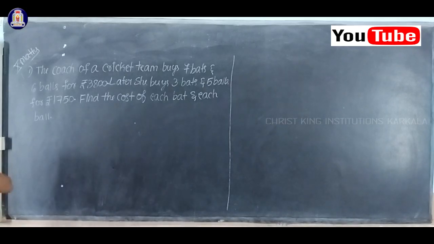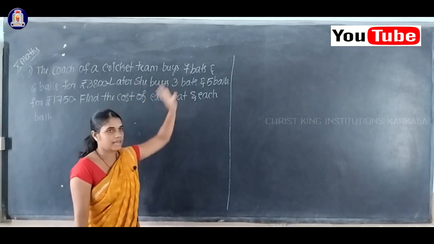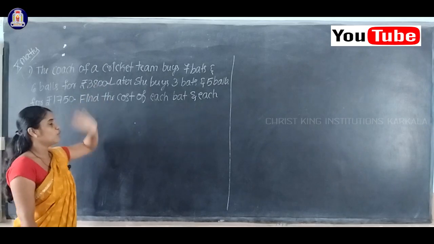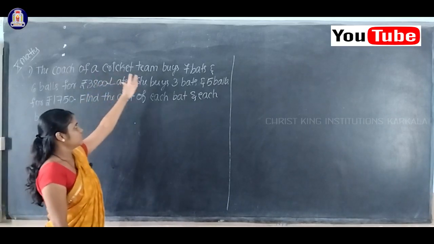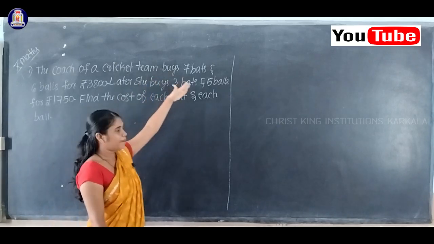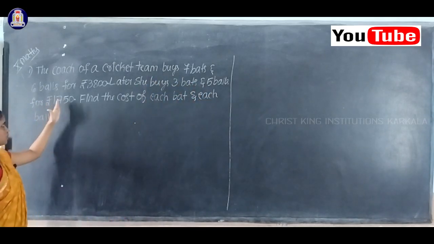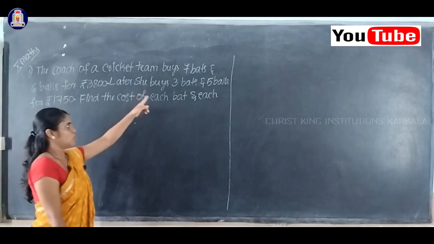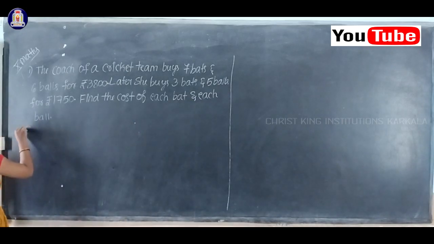In the question, the coach of a cricket team buys 7 bats and 6 balls for rupees 3,800. This is the first case. Later she buys 3 bats and 5 balls for rupees 1,750. This is the second case. Find the cost of each bat and each ball. So, solution.